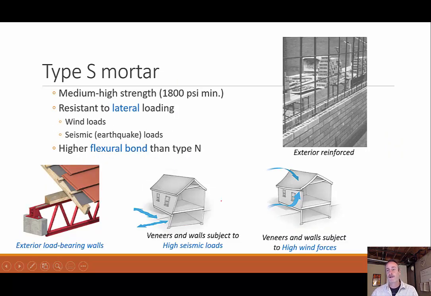Type S mortar, 1800 psi minimum. So this has a high resistance to lateral loading, so wind loads and earthquake loads, anything that's pushing it sideways, right? So we have more of that stickiness. Not as much for the compression, but it's okay, but more for that sideways loading. Higher flexural bond, and that's what it means, than that N.